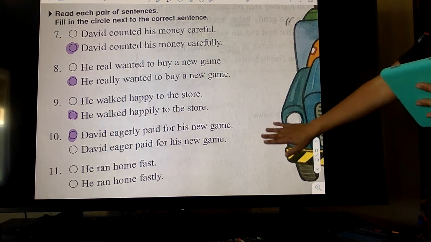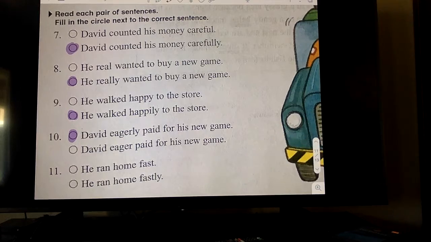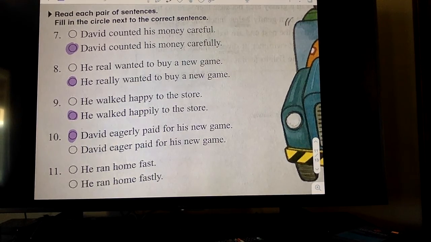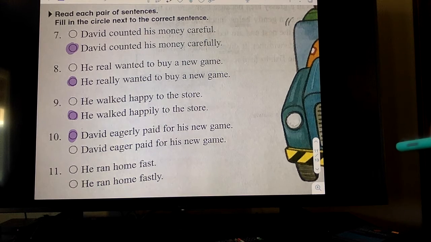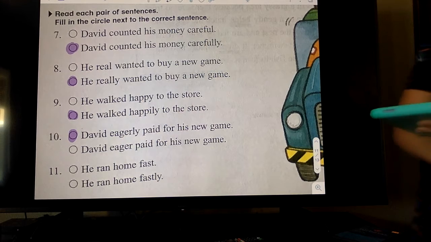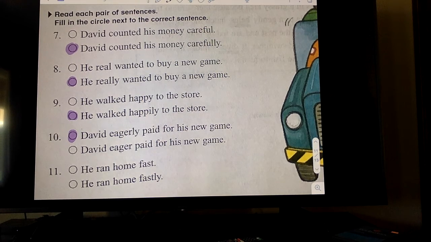All right, next one. He ran home fast, or he ran home fastly. Did anyone say fastly? Okay, here's something that I didn't tell you before. Fastly is not a word. If you looked it up in the dictionary, you wouldn't find it. So he ran home fast. They tried to trick us on that one because all of them had been ly words until that one. But some words you can't add ly to.